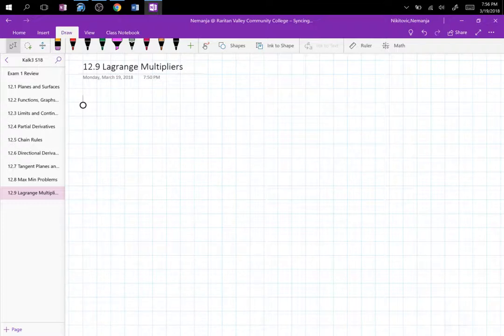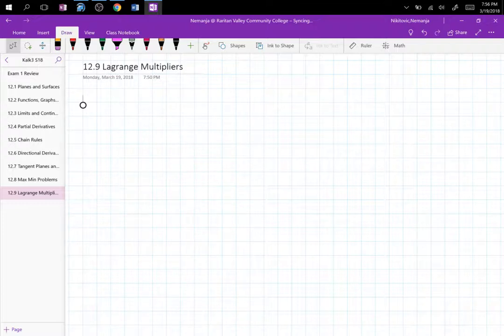Now, when I give you the word problem, it could be 12.8 or it could be 12.9. How do you know? Well, clearly 12.9, what we're going to do tonight, is going to have an extra equation, which is the constraint. You will be looking for the min and max along a certain line, right? So we have an extra constraint.